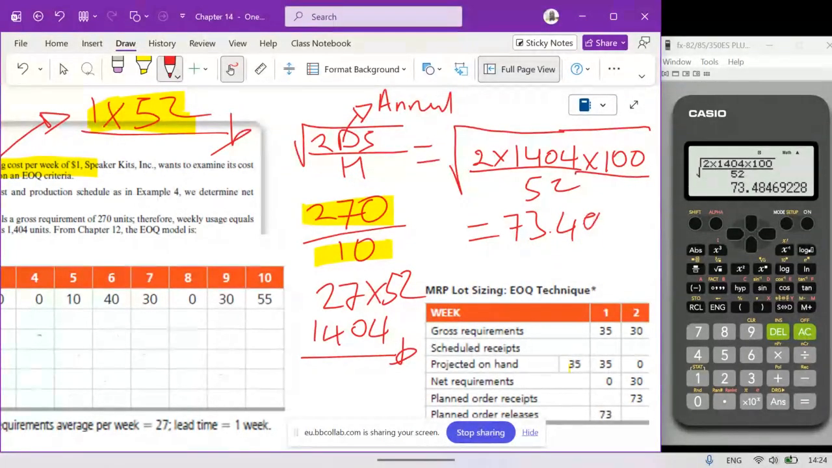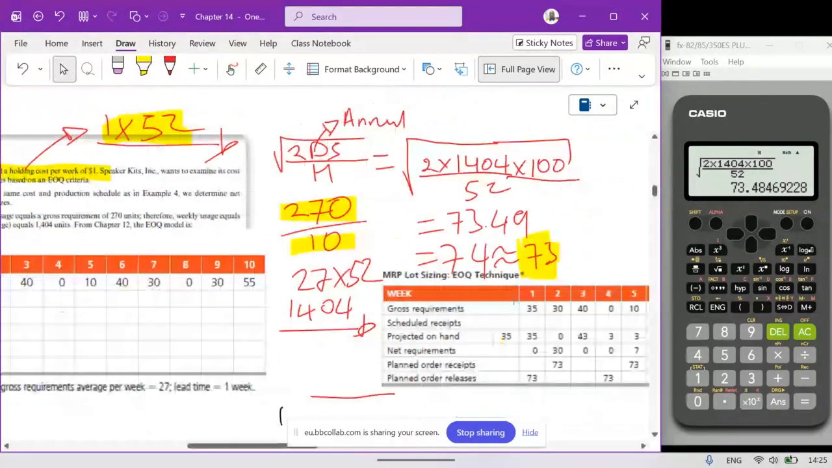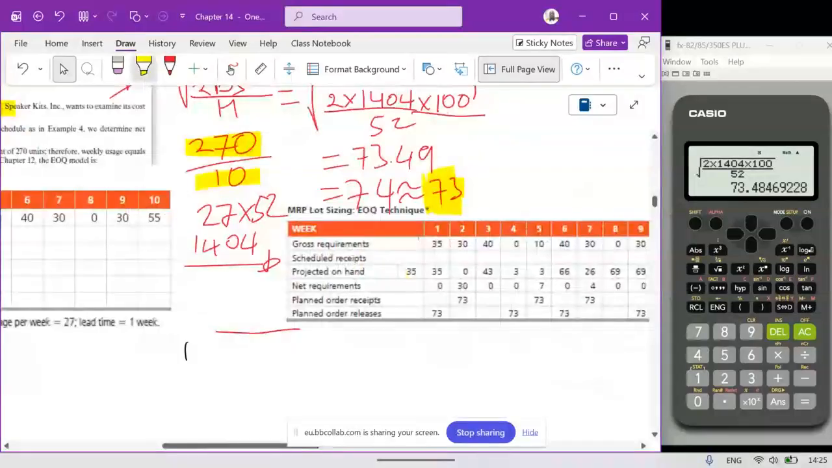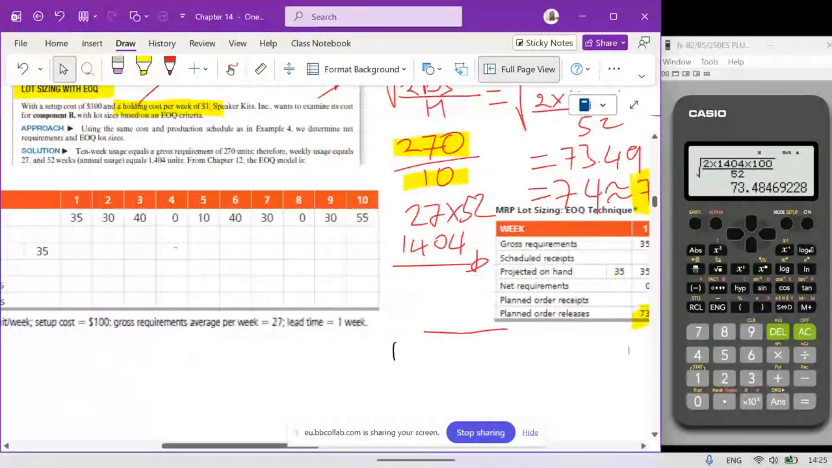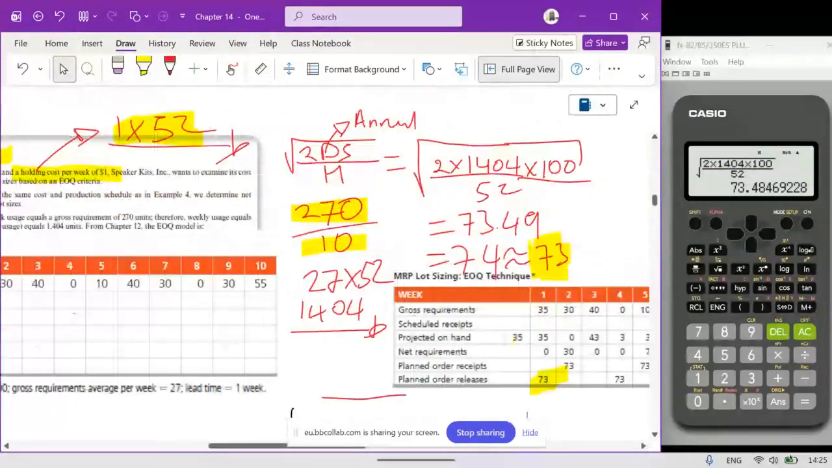73.449, which the book kept at 73, guys. I don't know why they didn't explain why they kept it at 73. It doesn't make sense. It was supposed to be 74. But let's honor the book, because as you can see, they use 73 there. Please, let's adhere to the book. But in a test, you always round up. I will allow you. In the exam, you always round up.